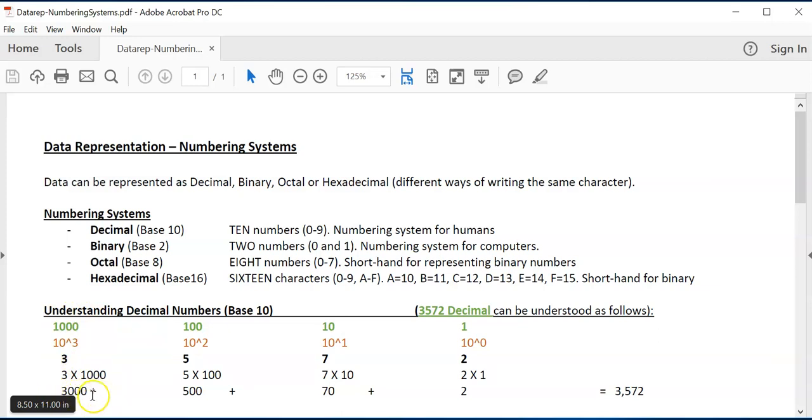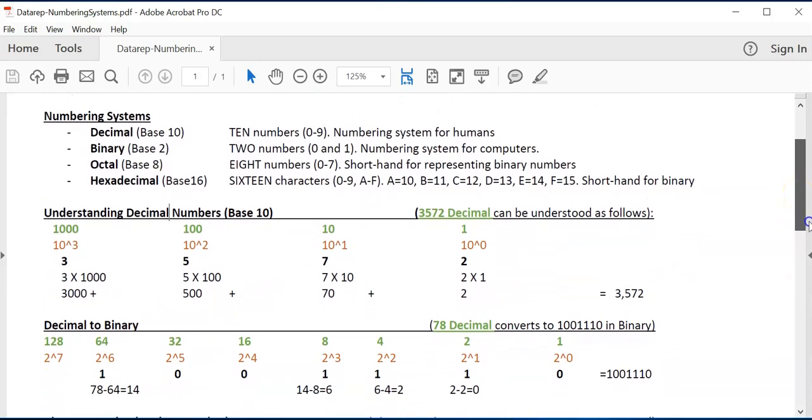So if we then add 3,000 plus 500 plus 70 plus 2, that's how we get this final number of 3,572. It might seem obvious, but if you follow this methodically, that's how we will use this technique to understand the other numbering systems. All right, so this is how any decimal system can be understood, any number in the decimal system.